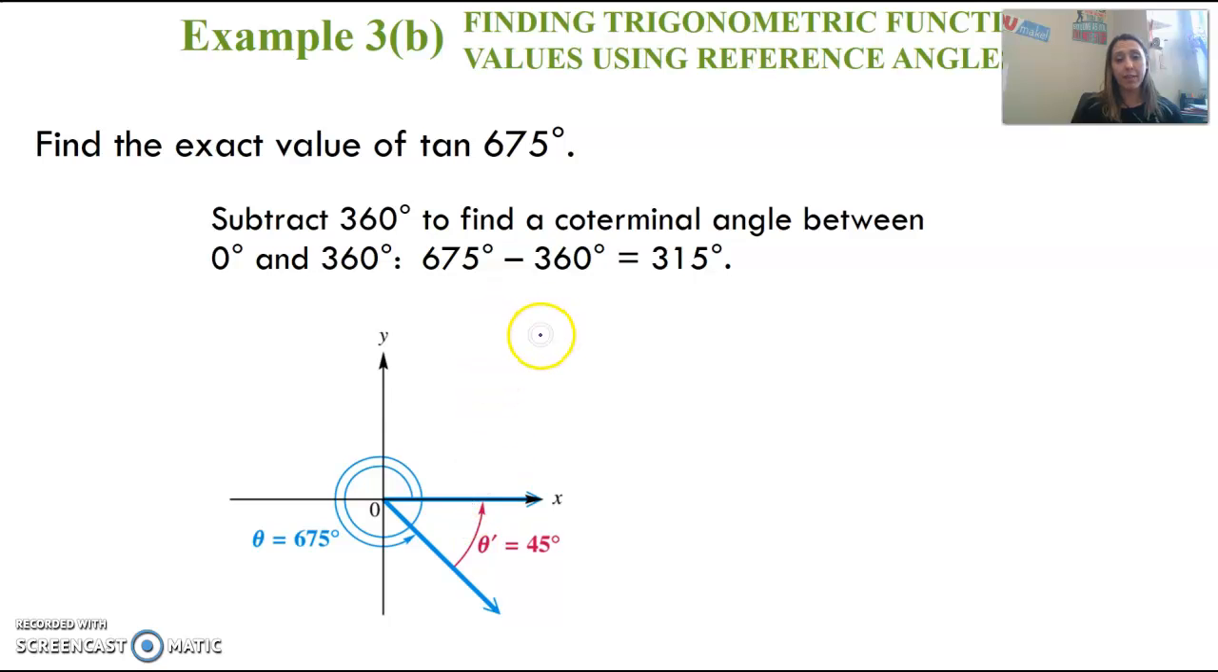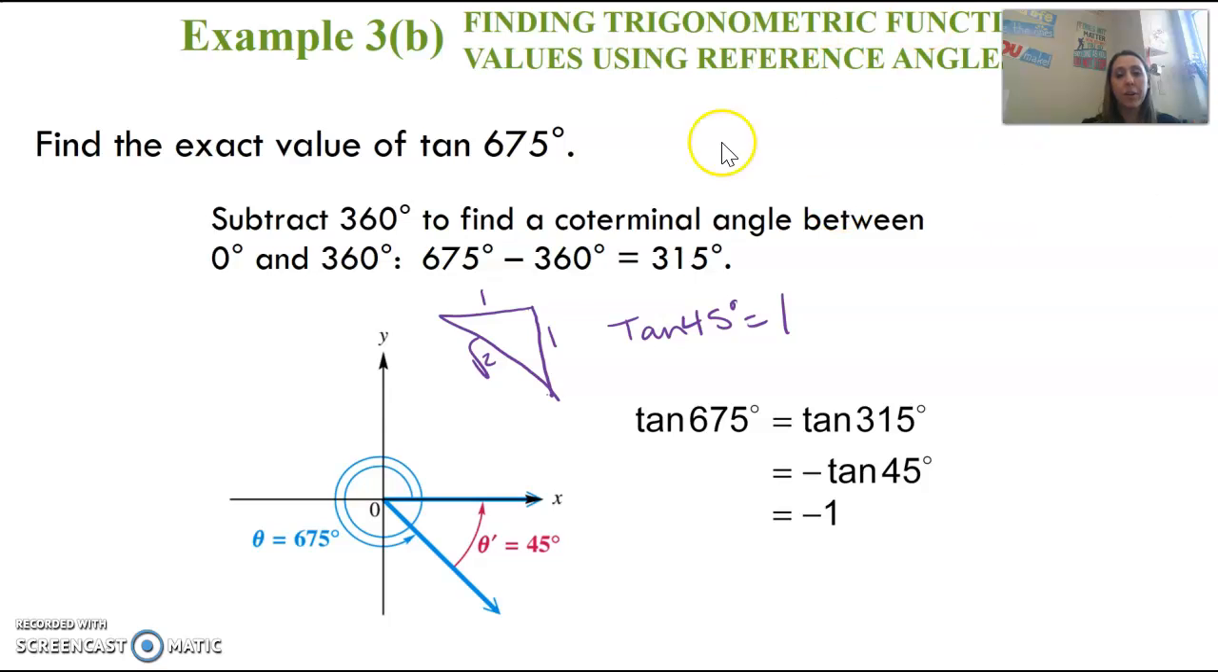Now, we can use that 45 degrees. So we're looking at this triangle, and this is the terminal side, which is going to be the square root of 2, and this is going to be 1, and this is going to be 1. So we're looking for the tangent of 45 degrees, which is going to be equal to 1 over 1.